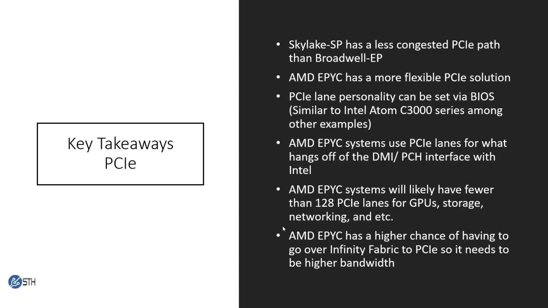When you hear that AMD EPYC has 128 PCIe lanes, that's true, the platform has 128 PCIe lanes in a dual socket configuration. However, once you actually build a system, because you need to have these PCIe lanes consumed by SATA and BMCs and what have you, you end up with fewer effective lanes than 128, often 96 or 112. Finally, AMD EPYC will actually have a higher chance of going over Infinity Fabric to PCIe, so it needs to be a higher bandwidth.